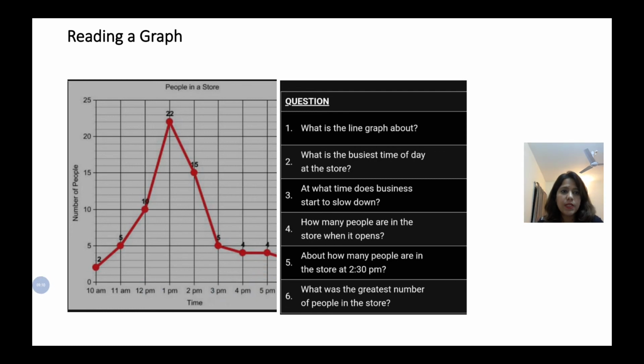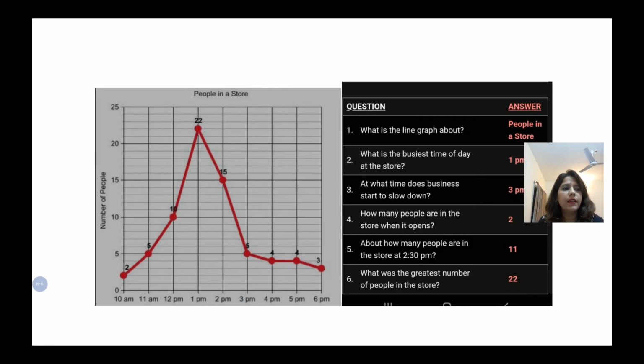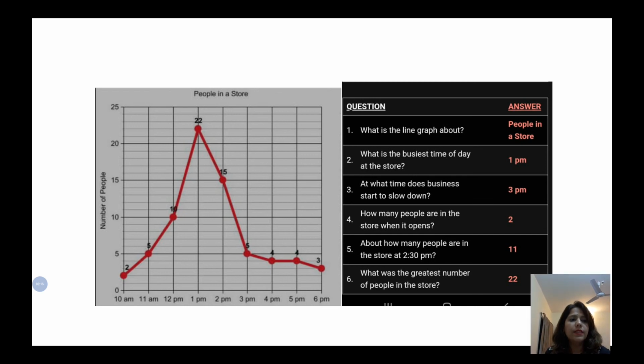So these are the questions. Let's understand the graph and answer these questions. So what is the line graph about? It's the people in the store. Good. What is the busiest time of the day in the store? We can see this is the busiest as maximum people were at this time. So 1 p.m. Very nice.